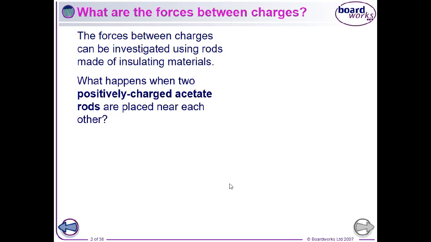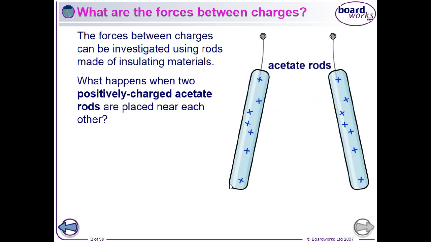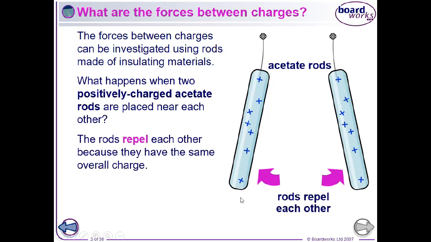So if we take two positively charged acetate rods, put them next to each other, dangling from bits of string, those two rods are going to repel each other. We're going to see them pushing ever so slightly apart to each side. So they repel each other. Okay, so the correct physics terminology is repel.